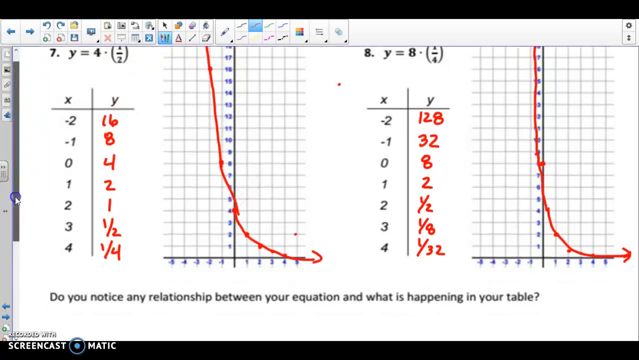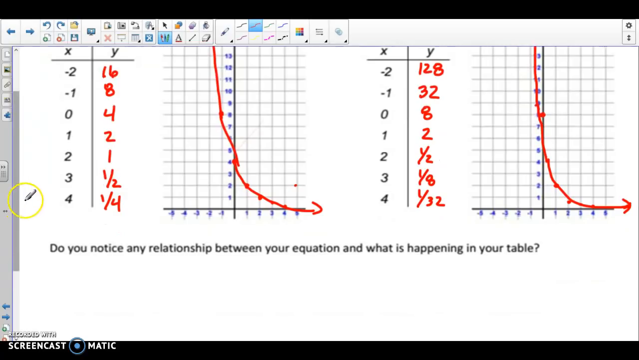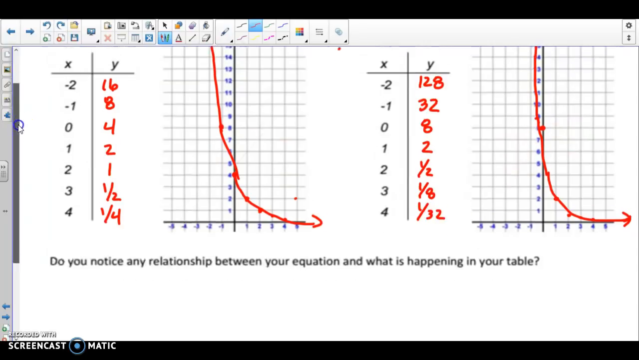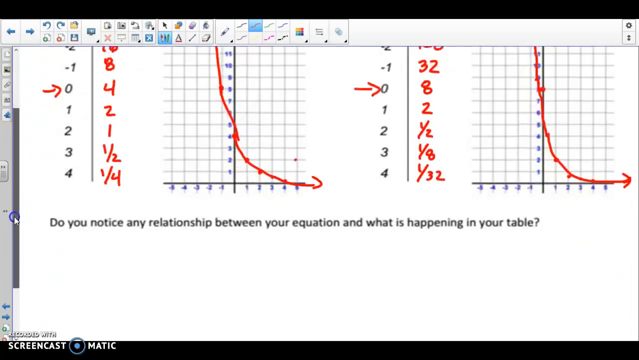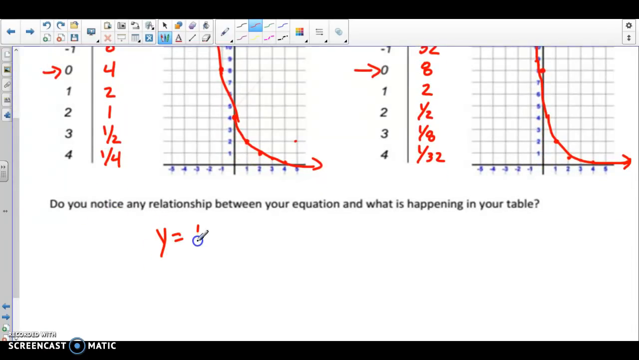Okay, so then we want to look at what do you notice, or any relationship between our equation and what is happening in our table. Okay, well, let's first look at when x is 0. Okay, just looking at these two examples. When x is 0 in number 7, y is 4. When x is 0 in number 8, y is 8. Okay, and from the equation, that's our first value. So in our equation, when we have y equals a number, that number is our y-intercept.